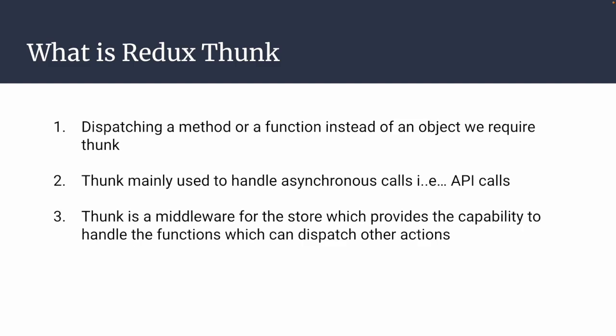And Redux Thunk is a middleware for the store which provides the capability to handle the functions which can dispatch other actions. That means a Thunk will help us to dispatch a function which receives the dispatch as a property, and this dispatch can execute all the other dispatches. So that is what Redux Thunk is, and we will see all this experimentally.